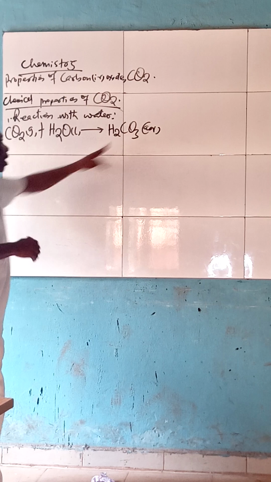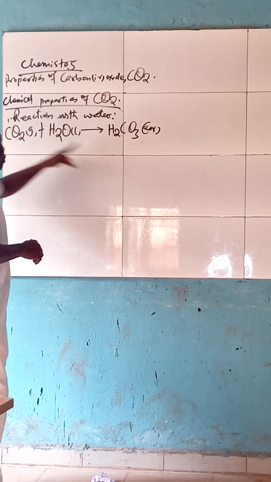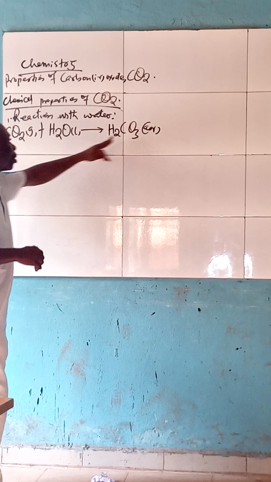One carbon at the reactant side, one carbon at the product side. Oxygen is 3, oxygen 3, 2 hydrogen, 2 hydrogen.